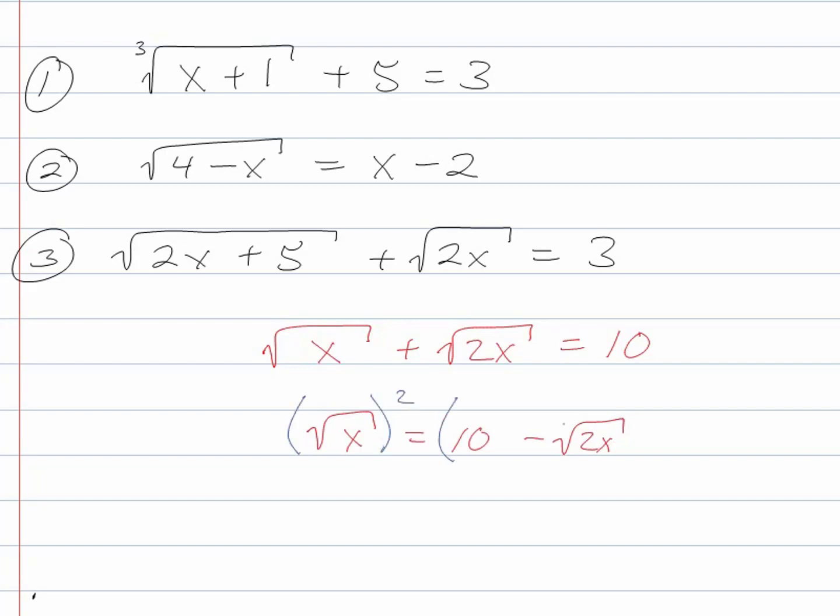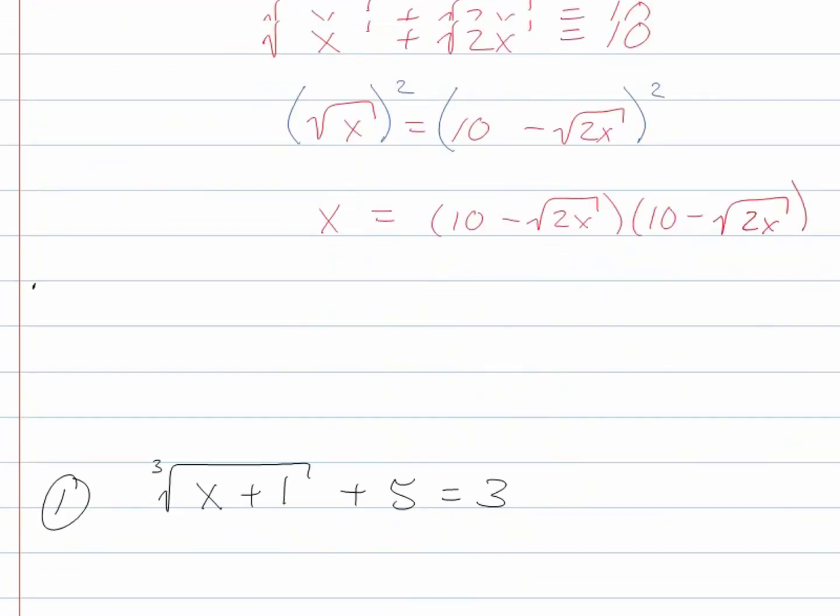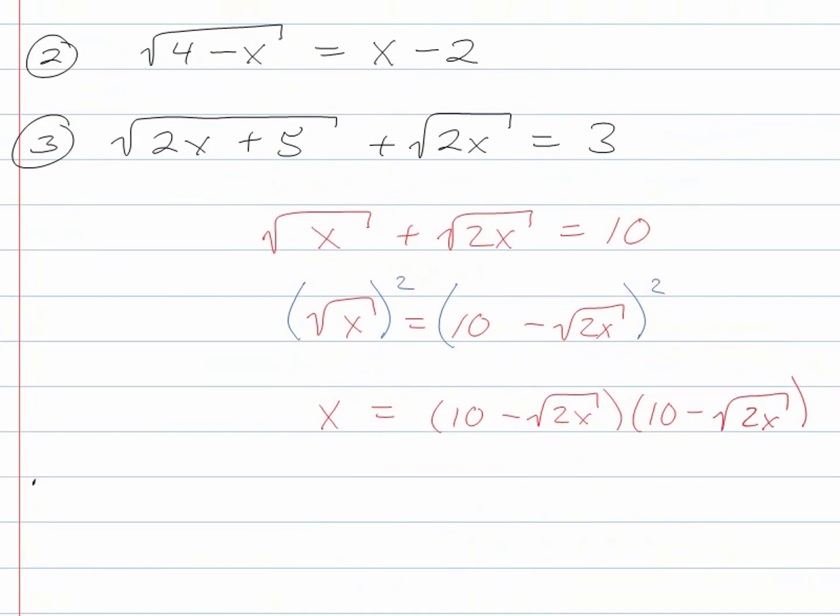Now if I square both sides, on the left, the square root of x squared is just x. Now here I'm going to write this out twice, like that. Okay, so I've got that. Now what I can do is I can FOIL this, right?